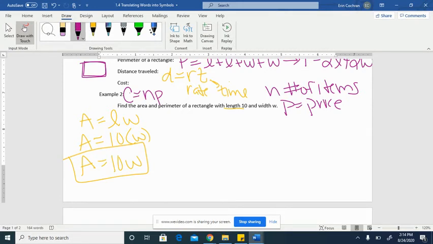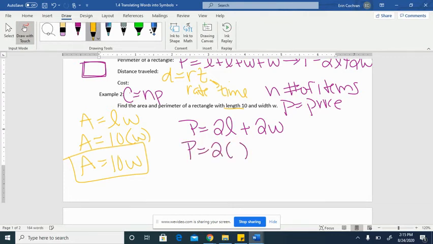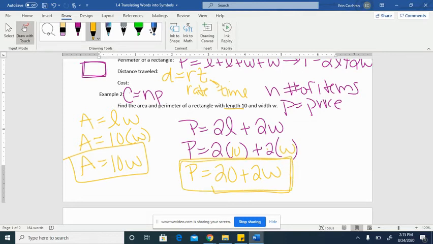The perimeter is 2 times the length plus 2 times your width. Perimeter we don't know. We're going to take 2 times my length, and my length we know is 10, plus 2 times my width, and my width is just W. So 2 times 10 is 20, and 2 times W is just 2W. Now, we cannot add 20 plus 2W because they are not like terms. So the perimeter of this rectangle is 20 plus 2W. We found our area, we found our perimeter, so we're done.